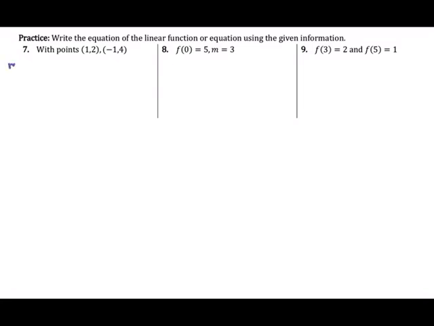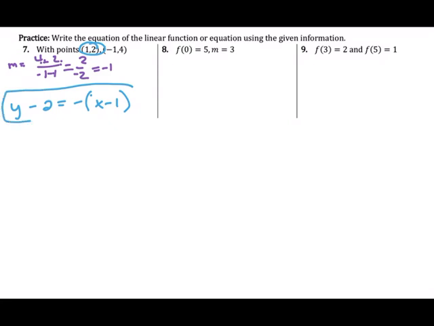All right, hopefully you had time to do that. We're going to find our slope first: 4 minus 2 over negative 1 minus 1, which gives us 2 over negative 2, which is negative 1. It doesn't specify what form, so I'm going to write this in point-slope form. y minus the y value of that point, which is 2, equals my slope, which is negative 1, or just negative, times x minus the x value of that point. This is a totally acceptable answer.